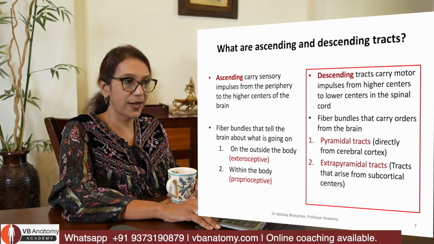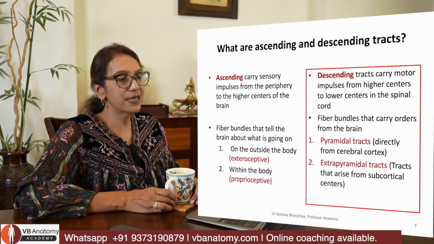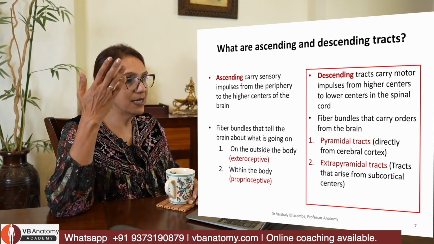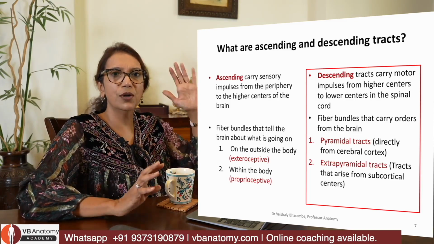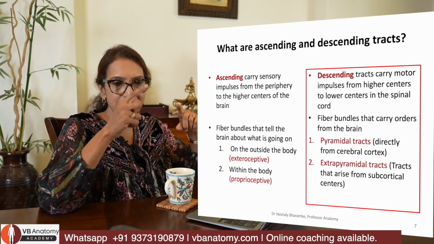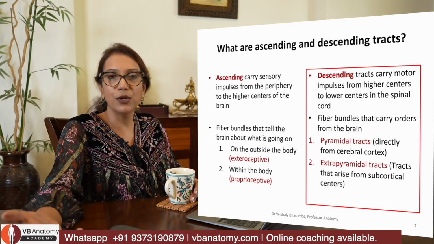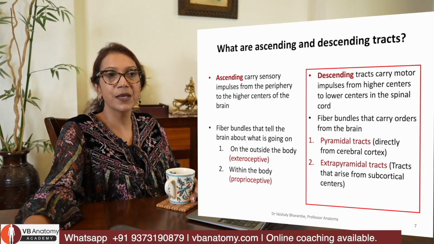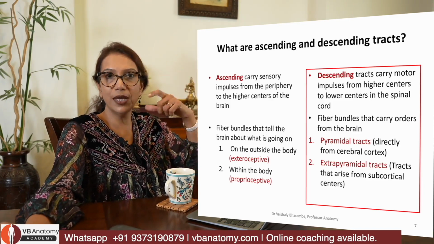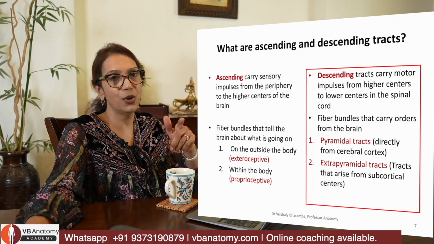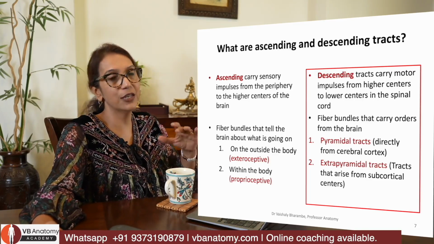So let's ask ourselves, what are descending tracts? Descending tracts carry motor impulses from higher centers to lower centers in the spinal cord. Meaning what? Your cortex takes a decision, it is carried down by descending tract and it is converted into action by your spinal nerve or your cranial nerve. That tract which is carrying the information from your cortex to your cranial nerve or to your spinal nerve is called as a descending tract. Such descending tracts can be pyramidal and extrapyramidal.